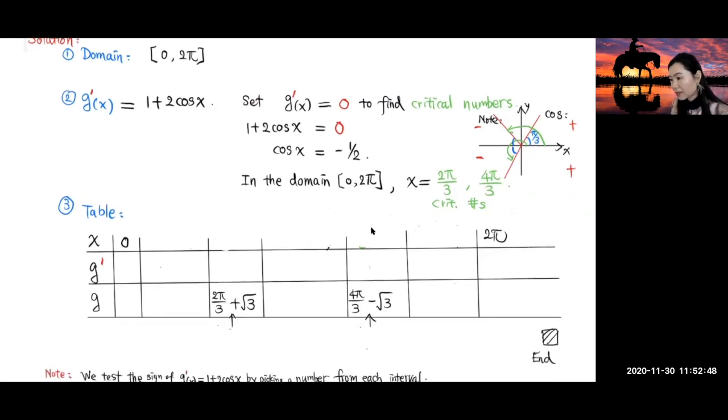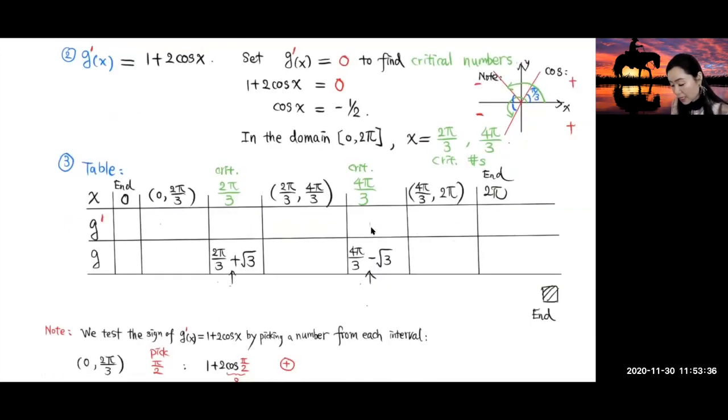Now, once you get the two critical numbers, you're going to put them in this table. Okay, let's put them over here and here. And then we use them to divide the whole domain. The domain is from 0 to 2 pi, so we also put the two endpoints over here. You put this endpoint over here, and then you put this critical number here, and the other critical number over here. Now it divides the domain into disjoint intervals. So here will be 0 to 2 pi over 3, 2 pi over 3 to 4 pi over 3, 4 pi over 3 to 2 pi. So you just fill in those intervals.